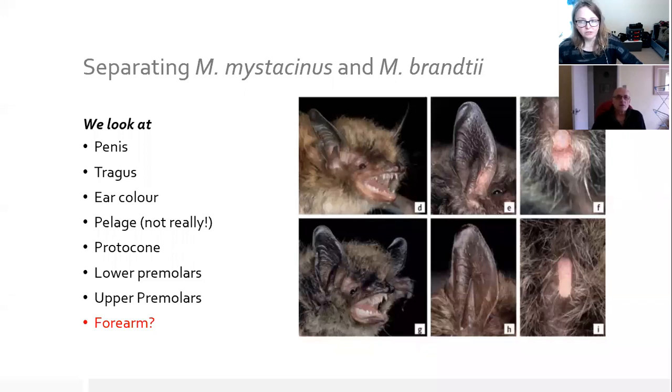This is separating whiskered and Brandt's. Again, we don't get Alcathoe in the county yet, so you're unlikely to have to worry about separating those. So we're just separating them based on penis, tragus, ear color, pelage, but not really pelage, presence or absence of a protocone, and looking at the comparative dentition in the lower and upper premolars, and possibly looking at the forearm length.